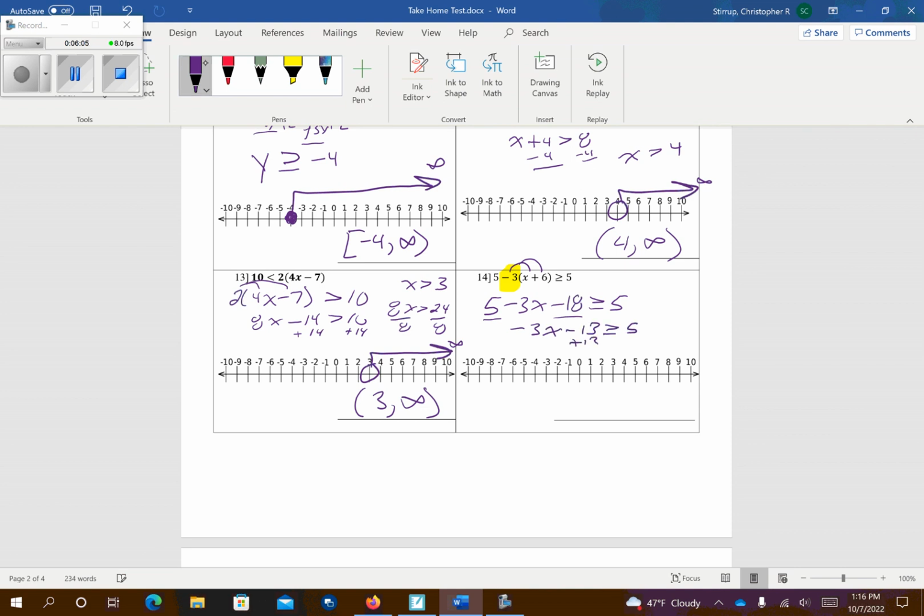And then add 13 to both sides. And that's going to give me negative 3x is greater than 18. Divide both sides by negative 3. Those cancel. I'm divided by a negative, so my sign has to flip directions. So I get x is less than negative 6. So open dot at negative 6. And that's going to negative infinity. Read it from left to right. So from negative infinity to negative 6, soft bracket. And it's done.